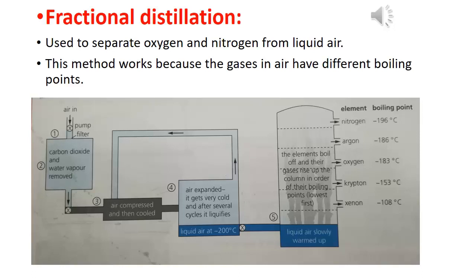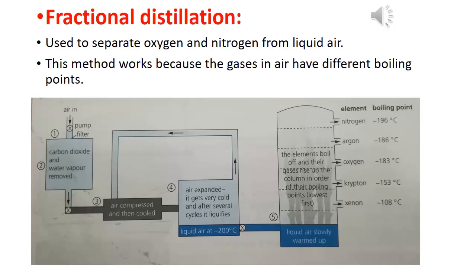So first, how is the water vapor removed? The air is cooled. When it is cooled, it condenses and becomes liquid water. That is how the water is removed. Then it is passed over beds of absorbent beads. Those beads absorb the carbon dioxide and other pollutants. Then it is passed to step 3.